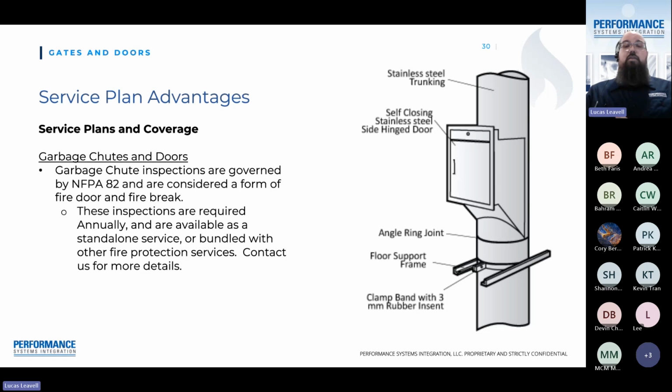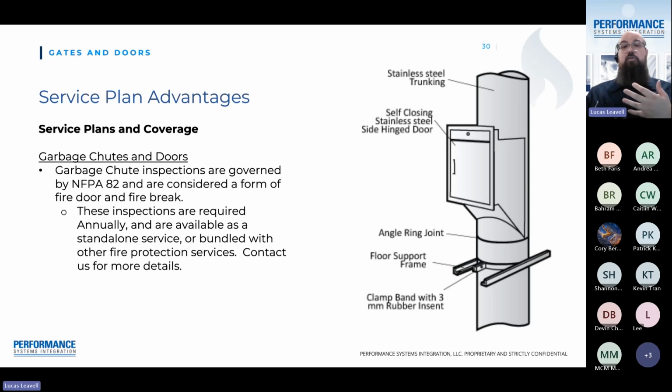For garbage chutes, these are also governed by code, specifically NFPA 82, which also has been adopted by California. These inspections are required annually and can be done alongside your fire alarm and fire sprinkler inspections. There are also often sprinkler heads inside the garbage chute, which is why we like to suggest pairing them together.